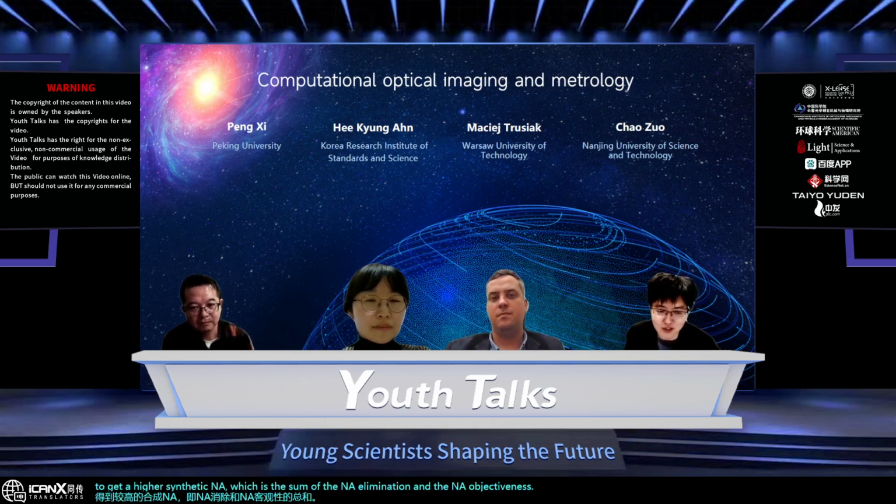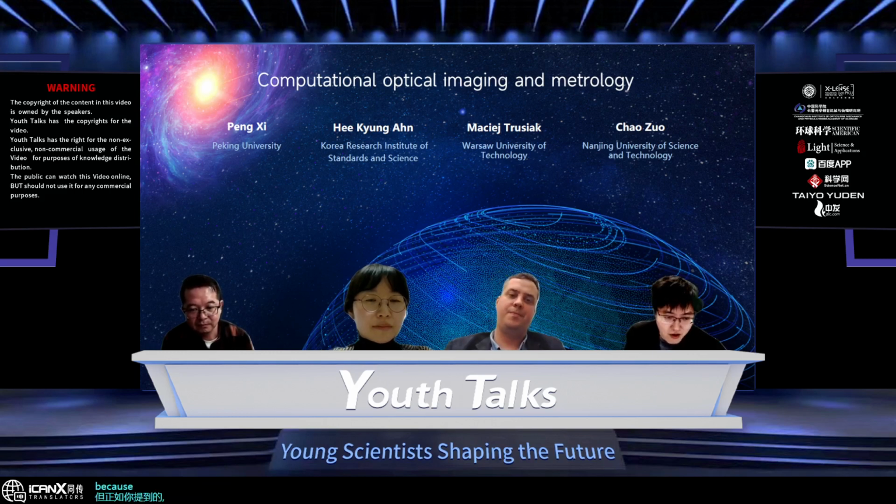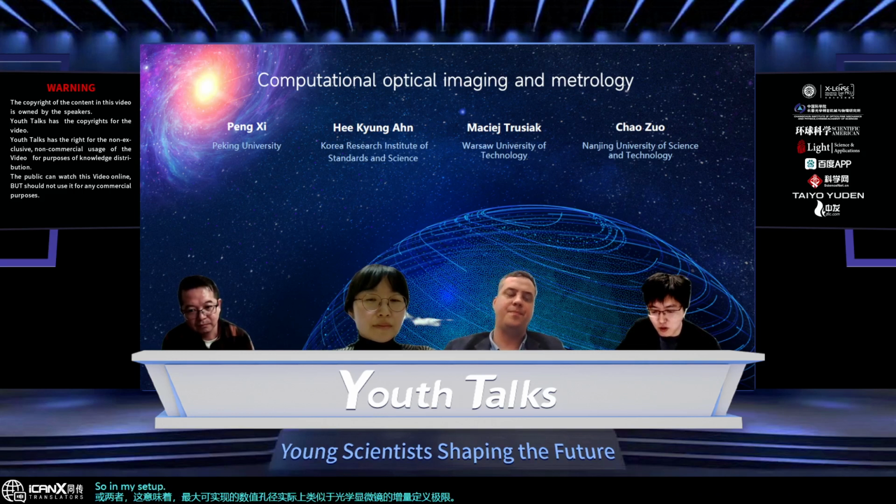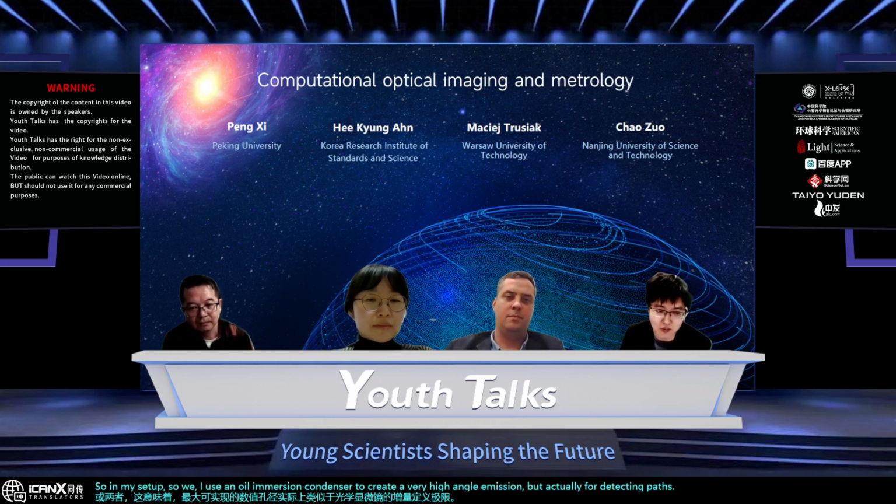But as you mentioned, because we are in air, the maximum NA allowed for both the illumination and the objective lens is 1. This means the maximum achievable numerical aperture is similar to the incoherent diffraction limit of the optical microscope. So in my setup, I use an oil immersion condenser to create very high angle illumination, but for the detection part it's only a conventional 10x objective lens. I think it's a very similar setup to Professor An's setup.